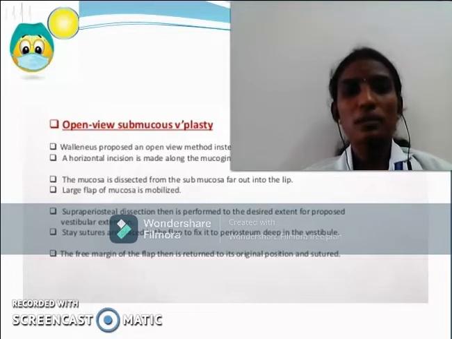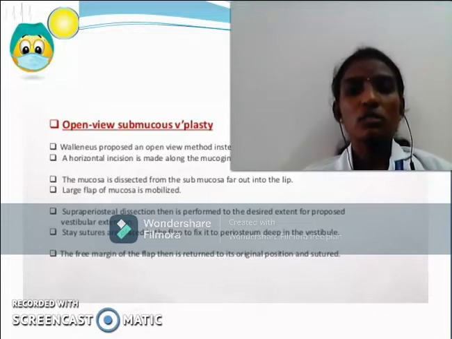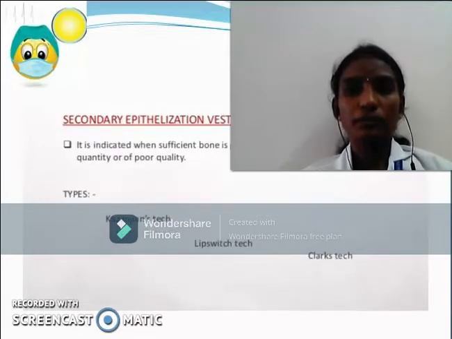Supraperiosteal dissection is then performed to the desired extension of the proposed vestibular extension. A stay suture is placed in the flap to fix it. The periosteum is dipped deep into the vestibule. The free margin of the flap is then returned to its original position and sutured. Secondary epithelialization of the vestibuloplasty.